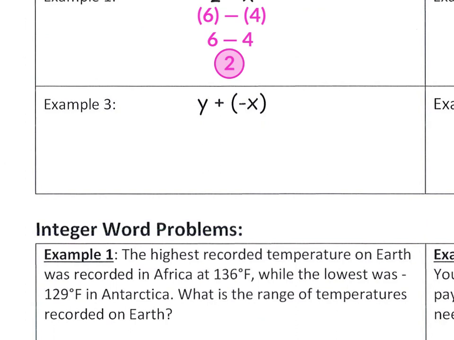Okay, so example 3, we have the y plus and then a negative x. So in place of the y, we're going to sub in the negative 3. And then again, we have this negative x. That's like thinking of a negative 1, and the x is 4. Negative 1 times 4 gives me just that negative 4. Or again, you can think of that as the opposite if you would prefer. Either way, we're going to have a negative 4. Now this time I am going to put that in parentheses because I need to remember that I'm adding a negative. So when I do negative 3 plus a negative 4, I get an answer of negative 7. And that's my answer for that one.